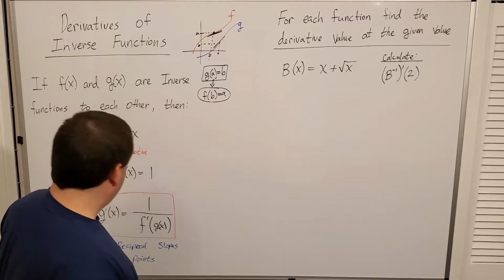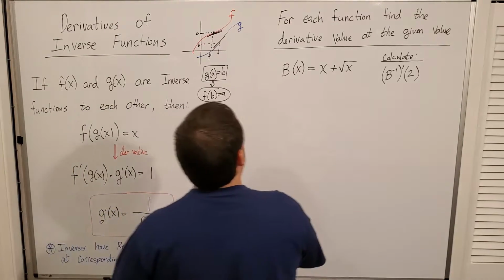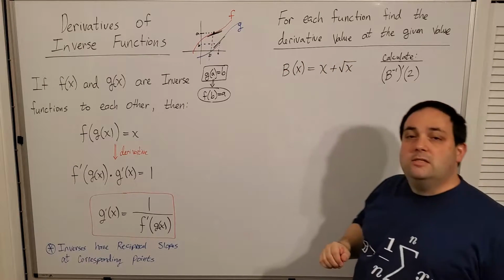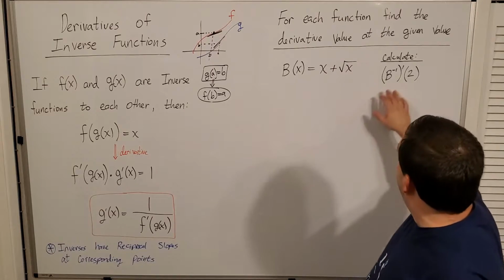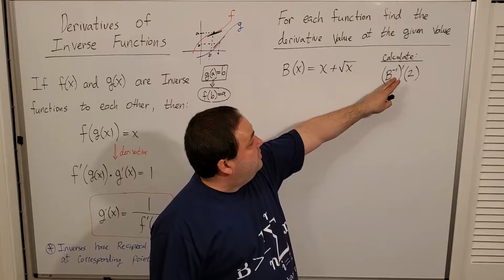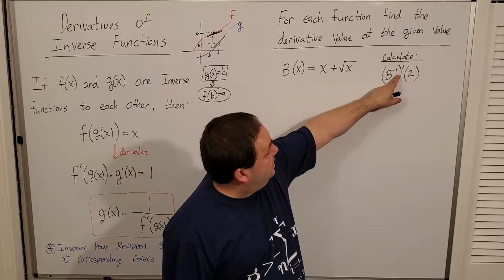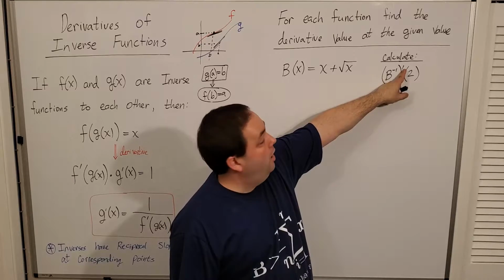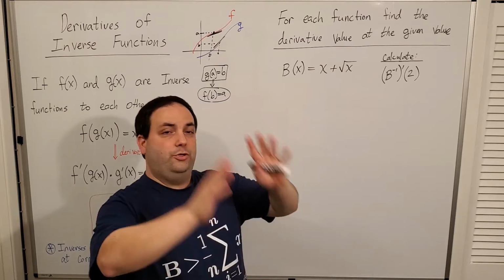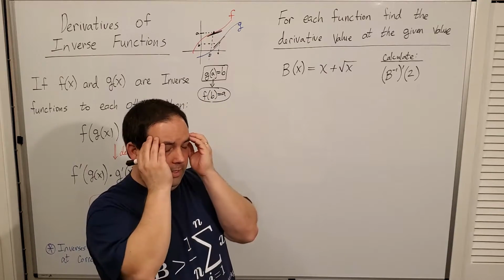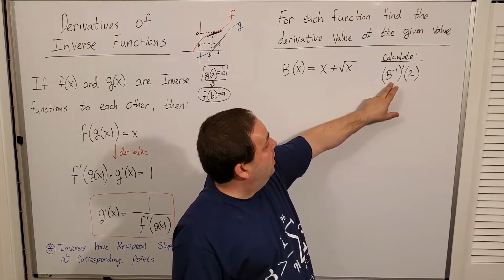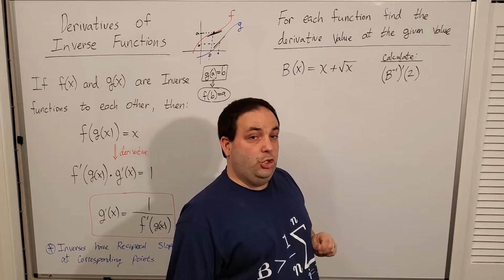Okay, so let's get an example here. I have a function, capital B of x is equal to x plus square root of x, right? And what we want to calculate is b inverse's derivative. Notice the b inverse and then the derivative prime at the value 2. Don't say x equals 2. Don't say y equals 2. It's real quick and easy to get those confused. Wherever the input of the inverse of b is 2.